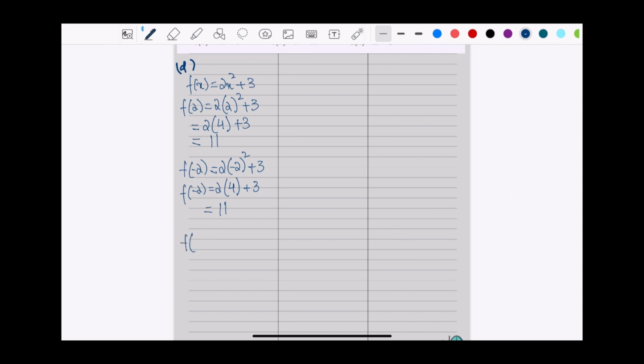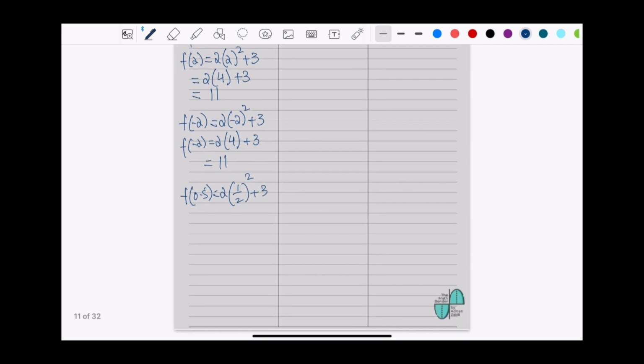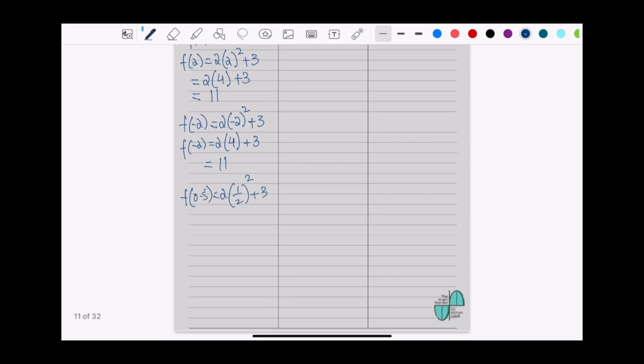So f of 0.5, I can take that as f of 1 over 2, since I don't want to use a calculator, although you can. So 2 times (1 over 2) squared, plus 3. The square of 1 over 2: the power applies on both numerator as well as denominator, so it becomes 1 over 4. 2 times 1 over 4 plus 3 equals 1 over 2 plus 3, which gives you 7 over 2.